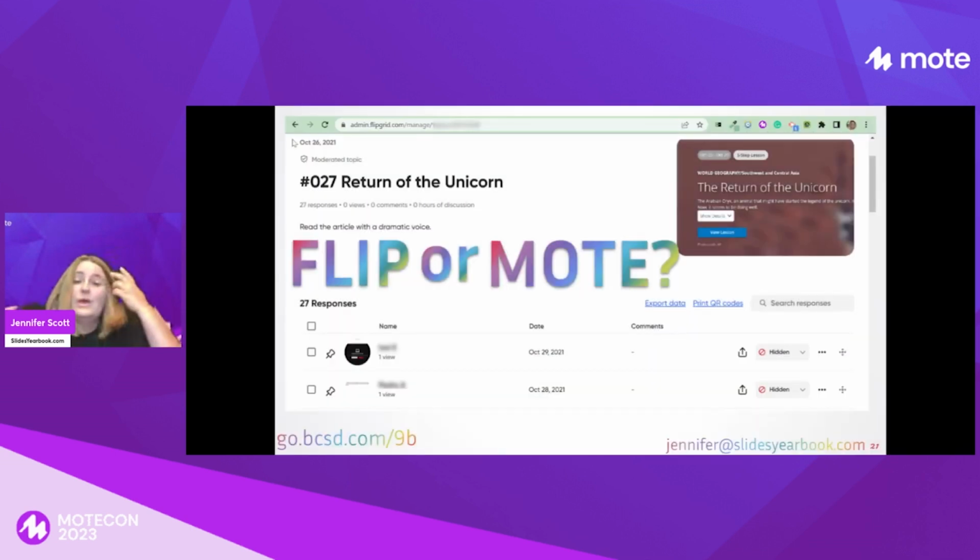Now, we know that we have Flip and we have Mote. And the question is, which one do I use? Do I only use Mote? Do I only use Flip? And the answer is no, you use both. I use Mote when it comes to speaking short sentences, 30 seconds, we're good. I use Mote if it's one sentence. I use Flip if it's multiple paragraphs or continued conversation. Use both depending on your purpose.